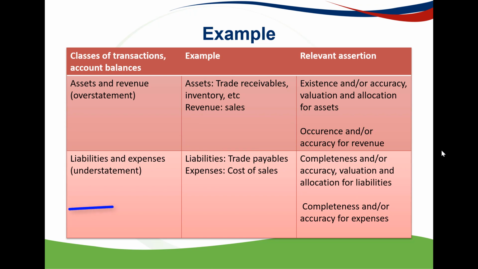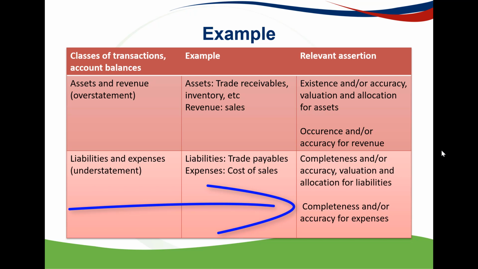Then if we look at liabilities and expenses, this is where there's a risk that they might be understated so that the performance also looks good. So once again, if we drill down into what this includes, I can think of trade payables on the liability side and maybe cost of sales on the expense side that might be understated. The relevant assertions that can be identified when there might be a risk of understatement are completeness and accuracy, valuation and allocation for liabilities, and completeness and accuracy for expenses.